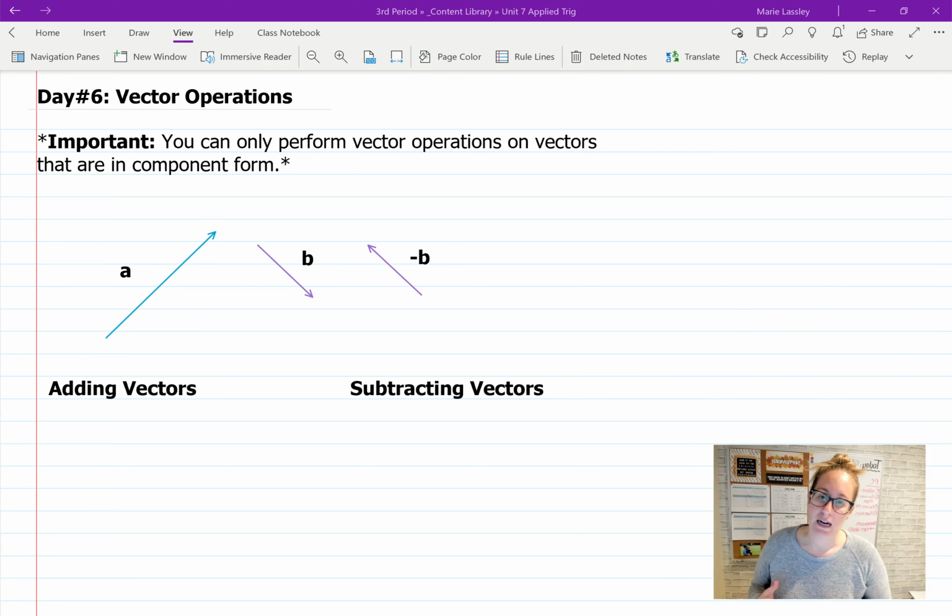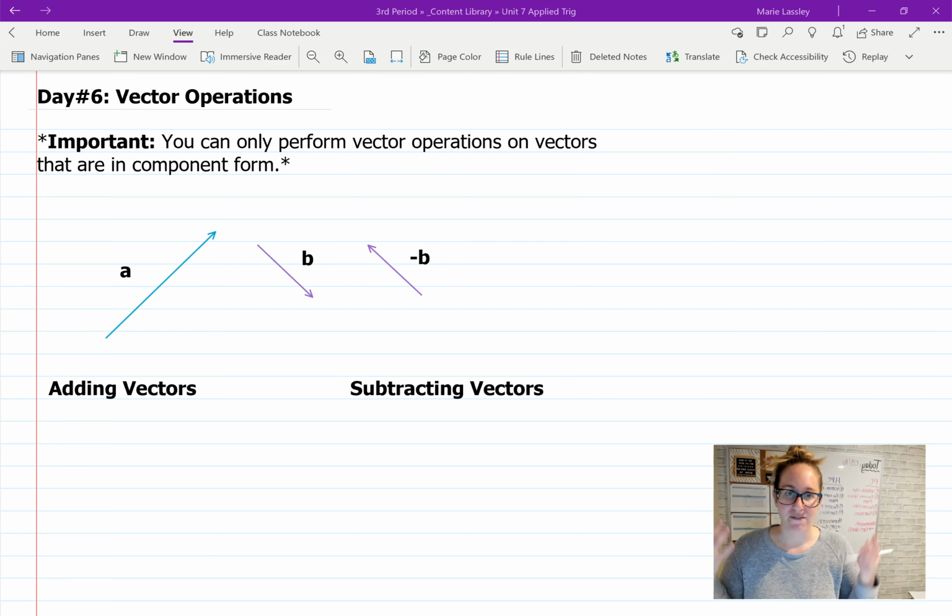With that being said, we're going to get into what it looks like to add, subtract, and then scale a vector. I have these little arrows set out here because I'm going to be using them to show you what this is going to look like. So when you're adding vectors, we have vector A, B, and then we have negative B. We're going to just look at vectors A and B.